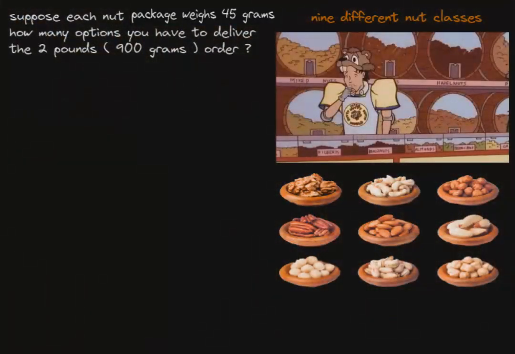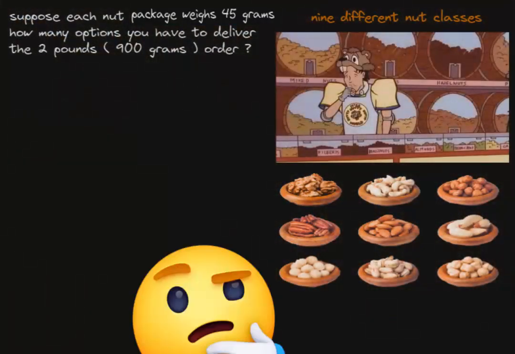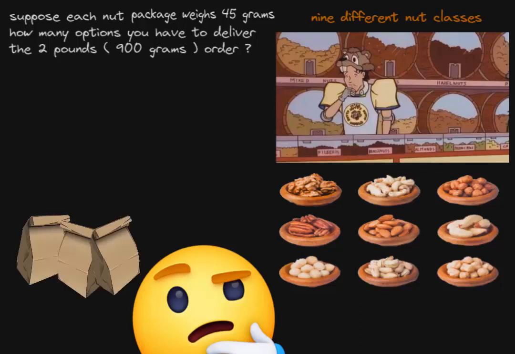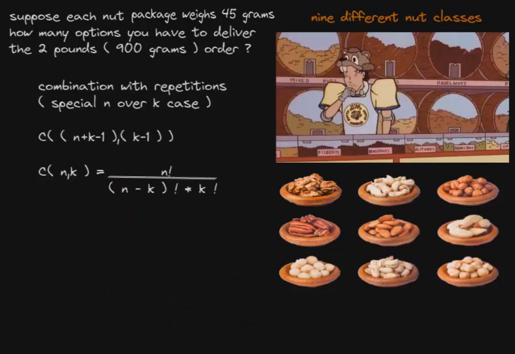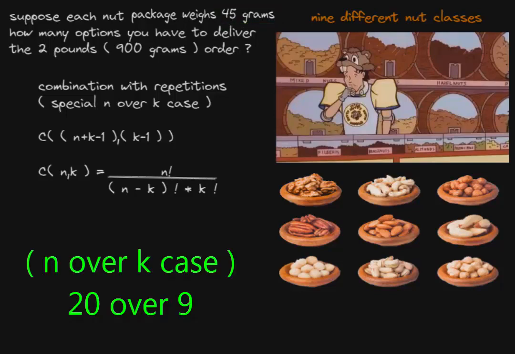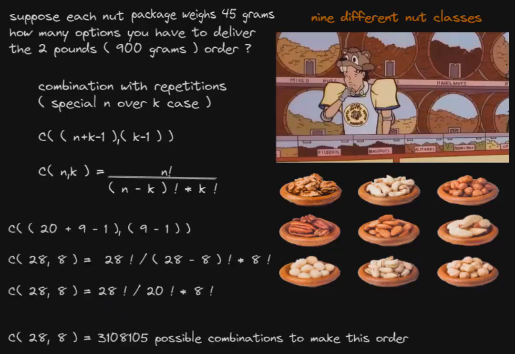A customer wants 2 pounds of any nut type. If each package weighs 45 grams, among all the nut classes, how many options do you have? This is a combination on 20 packages of 45 grams. Among 9 different nut classes, we use a special n over k case. Millions of possible combinations.